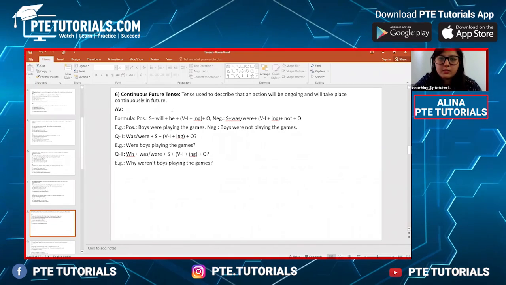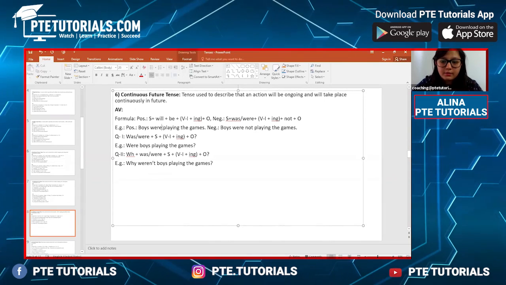What this is trying to say is that any activity which will be taking place in the future will also be ongoing in the future. So boys will be playing. Boys will not be playing. Perfect. So any activity which will be taking place in the future is indicated this way.